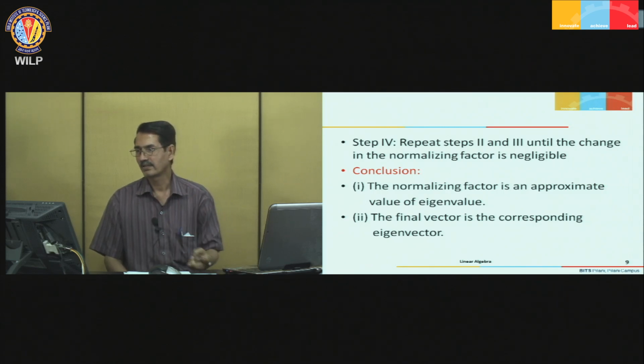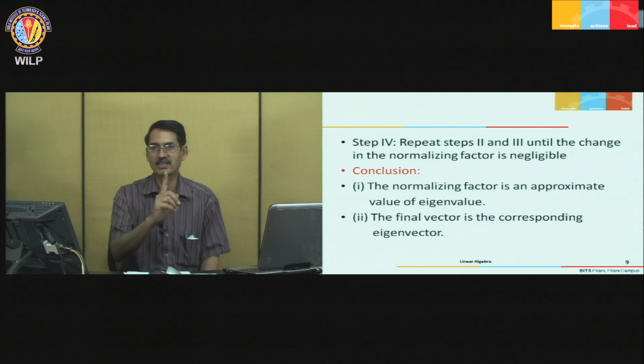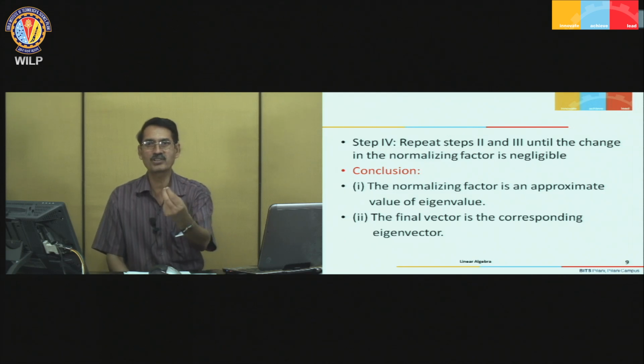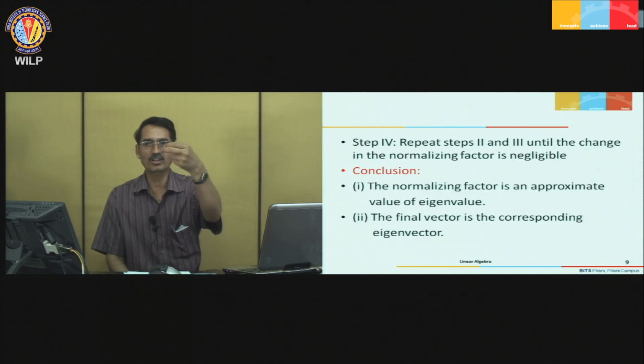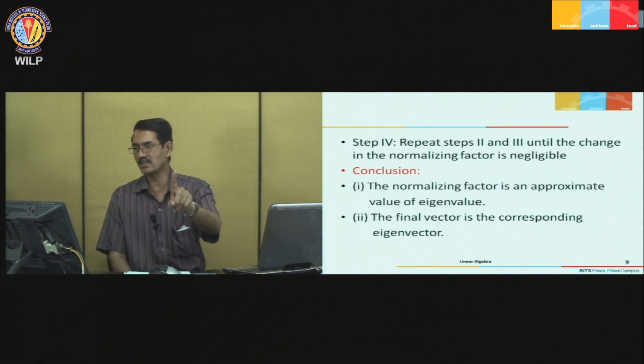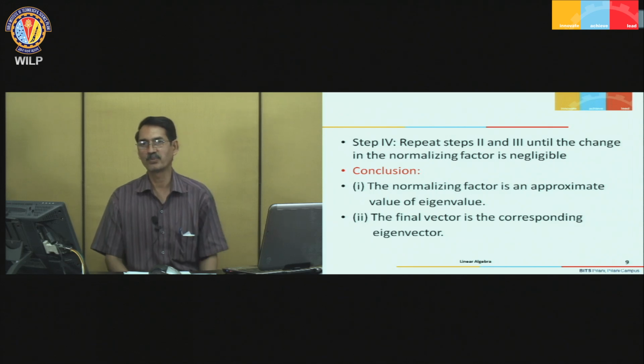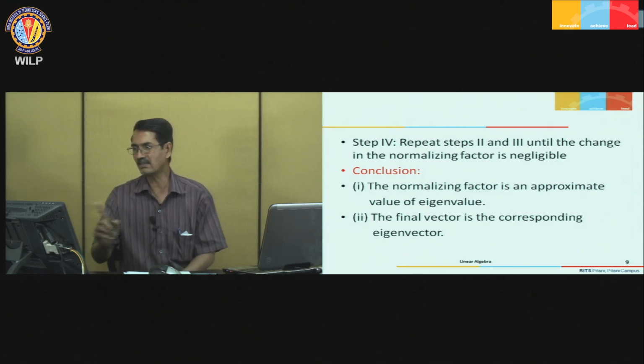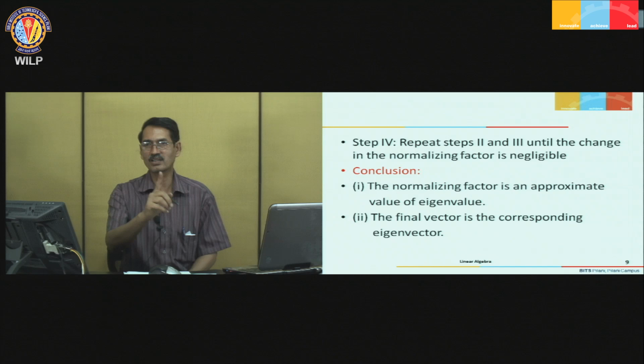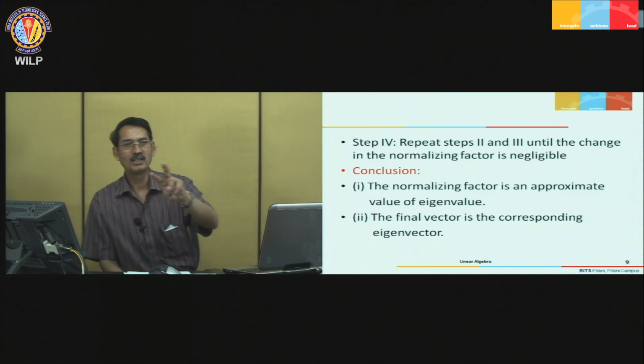Step 2 and 3, then the normalizing factor. What is the meaning of normalizing factor? It is the factor by which we are making the column vector normalized. That normalizing factor is the dominant eigenvalue, and the final vector will be the dominant eigenvector. Perhaps if it is not clear, look here.